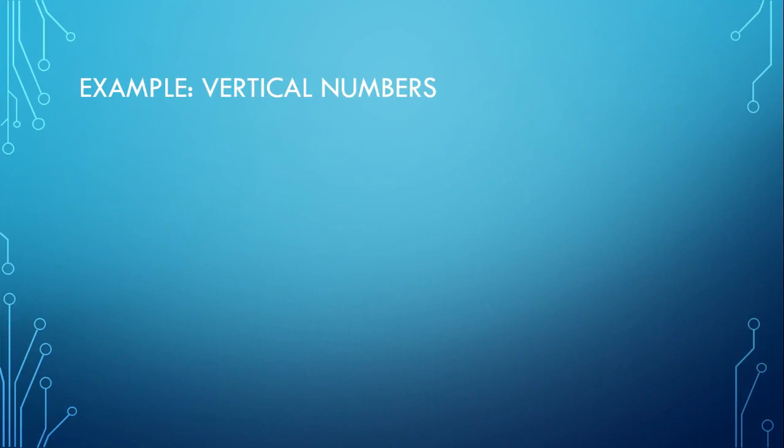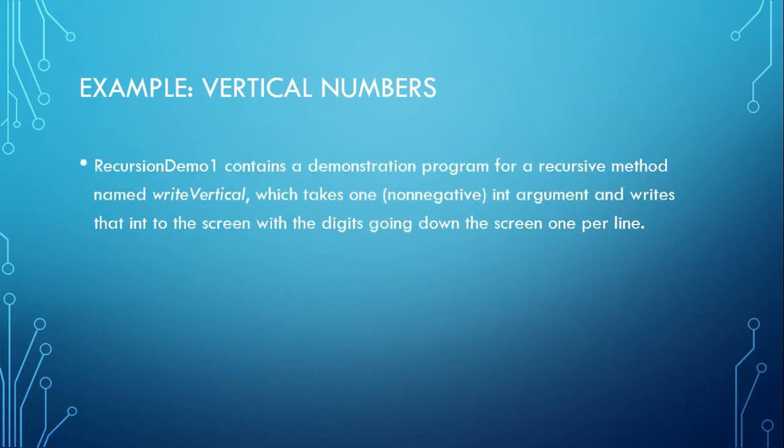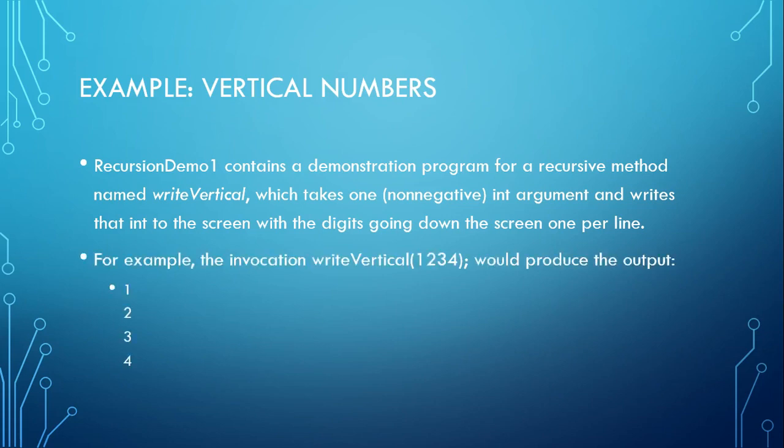So here's our example, vertical numbers. Recursion Demo 1 contains a demonstration program for a recursive method named writeVertical, which takes one non-negative int argument and writes it to the screen with the digits going down the screen, one per line. So for example, the invocation writeVertical(1234) would produce the output 1, 2, 3, 4.